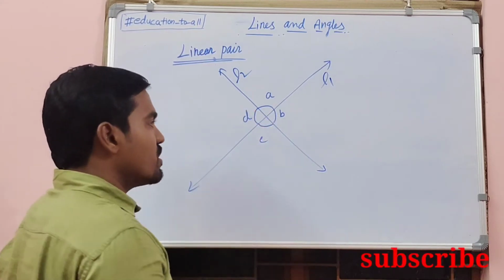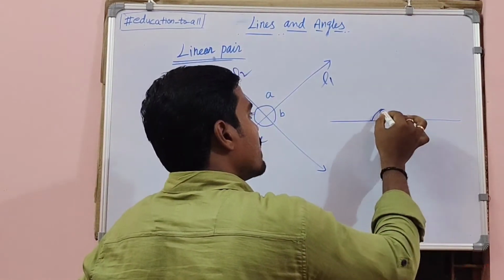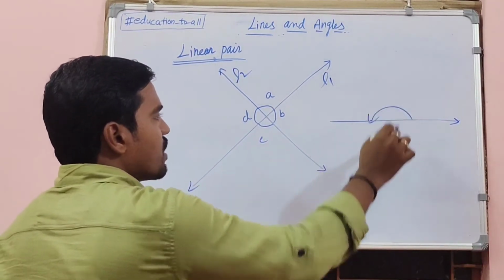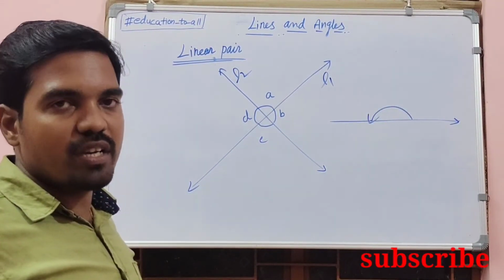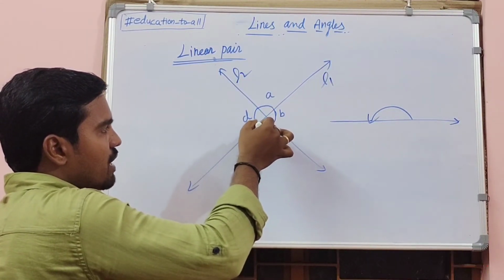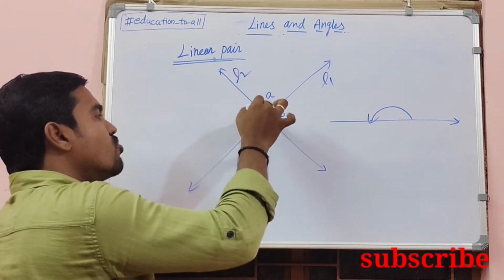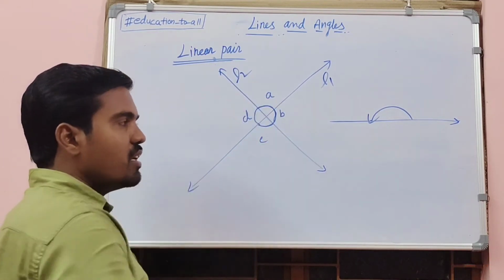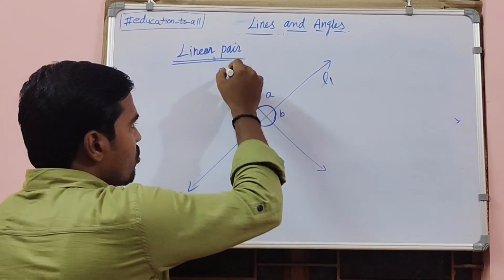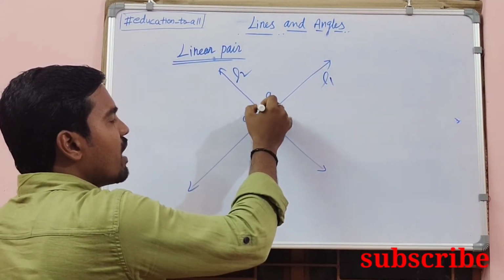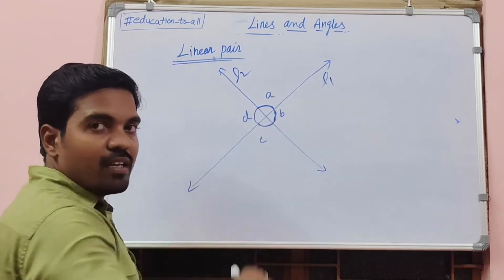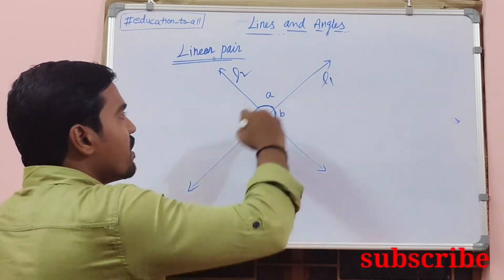Previously we have discussed a straight angle. What is meant by a straight angle? The angle which forms 180 degrees is called a straight angle. In the same way, line L1 will form a straight angle like this, and line L2 will form a straight angle of 180 degrees like this. So the line L2 is forming angles A and B, but we know that the entire angle is 180 degrees, which is separated by L1.